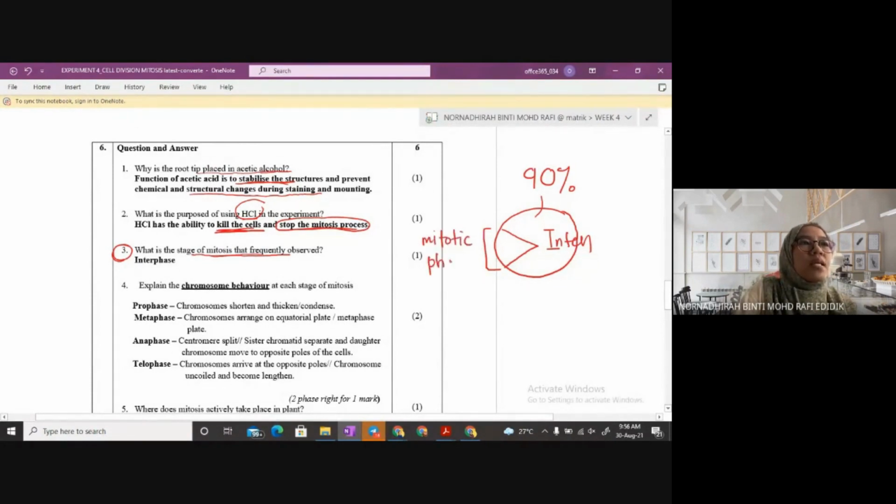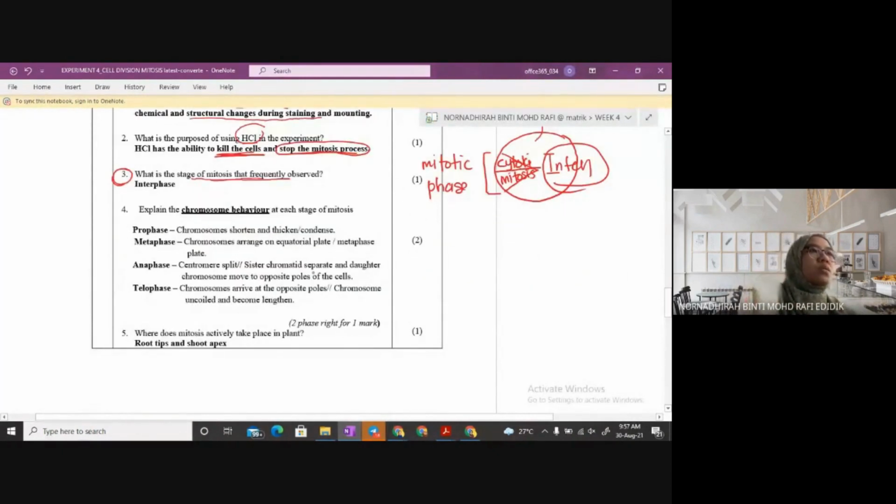So mitotic phase ni ada dua. So apa dia yang dua tu? Yang pertama adalah mitosis. Yang ada 4 tu dalam ni lah. And then another one is cytokinesis. Soalan ni first dah salah. Tapi soalan ni difahamlah apa yang paling banyak sebenarnya dilihat dalam cell cycle. It is interphase the answer.